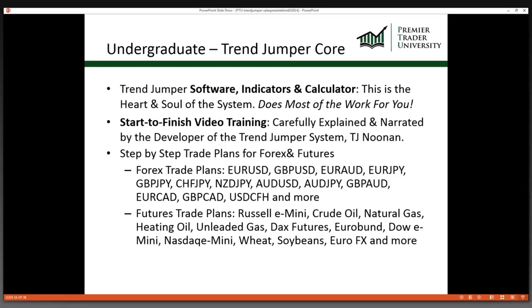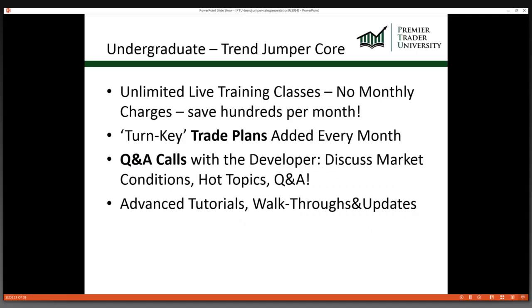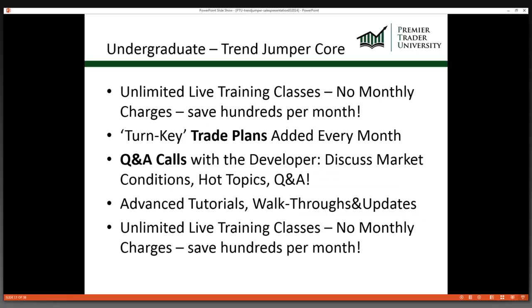I mean, you go through this on the undergraduate, and those of you who know and have come in on the Trend Jumper, you guys know you have this incredible foundation and system that works really across the board, and you see just a handful of the markets that we work on, and Troy's kind of showed you some of those as well. Now, there's a number of trade plans that you'll receive.